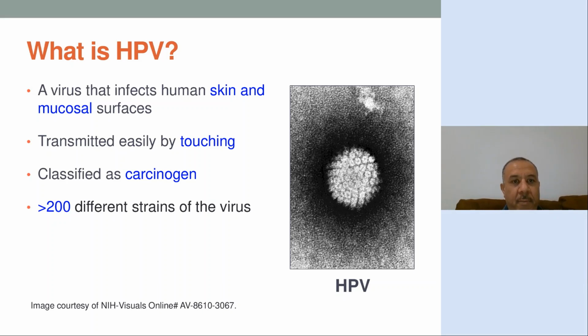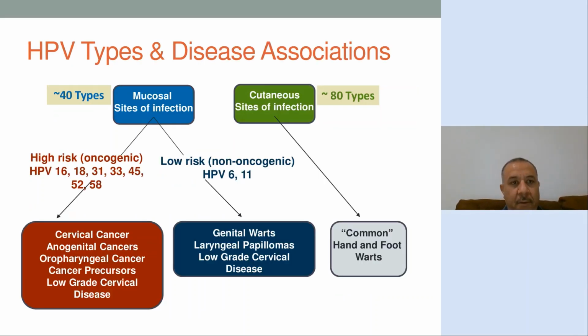The trouble with the human papilloma virus is that it is classified as carcinogenic. And there are more than 200 different strains identified. To give you an idea about these strains, there are more than 40 strains infecting the mucosal areas in humans, and more than 80 strains are cutaneous strains. Our concern in this talk is the mucosal strains. Some of the mucosal strains are high risk because they are oncogenic.